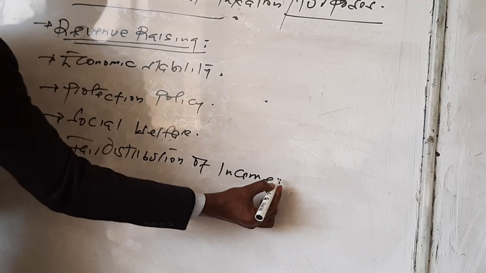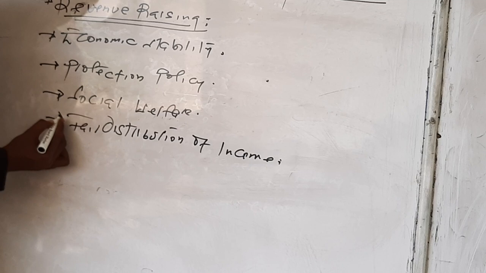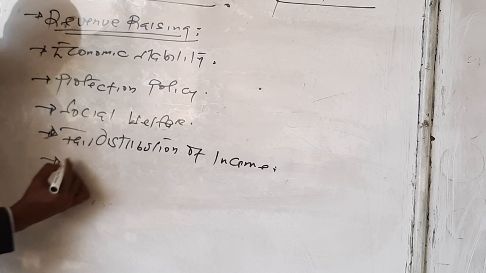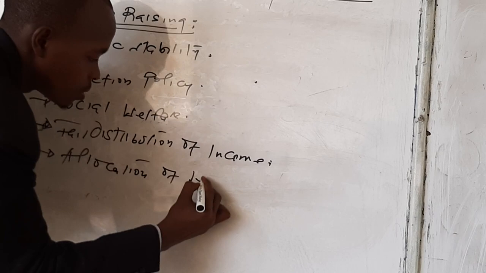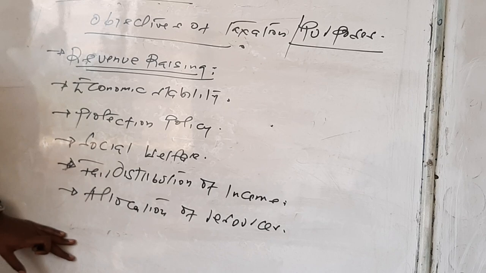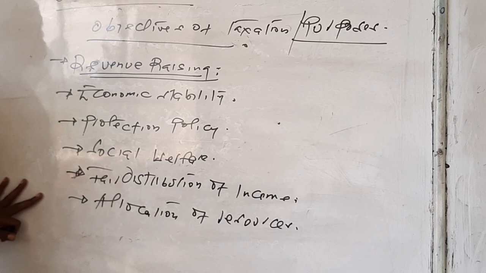So what other objective can we talk about here as well? We can talk of allocation of resources. Taxes can be used to achieve the reasonable allocation of resources in a country for optimum utilization of those resources.